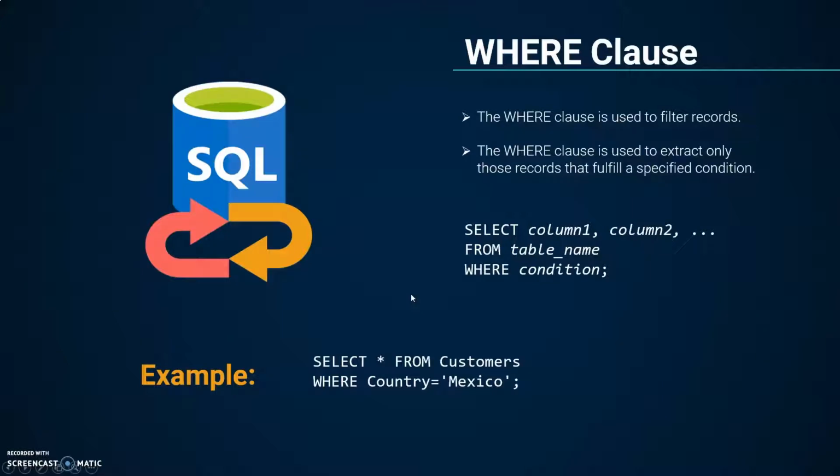The WHERE clause is used to filter records, and it is used to extract only those records that fulfill a specified condition. So here's a sample syntax. You want to select a couple of columns, perhaps from a table, where the field equals something. That's the condition right here. A simple example is selecting all fields from the customers table where the country field equals Mexico.